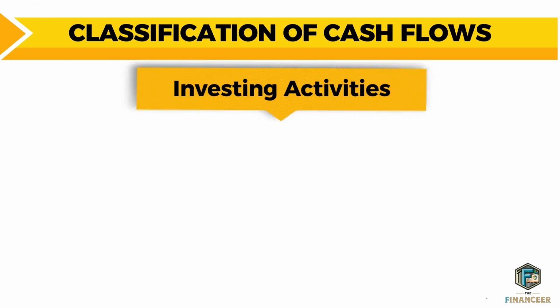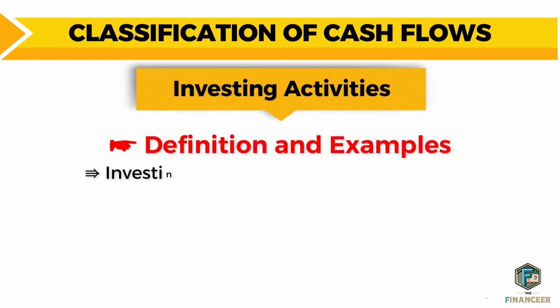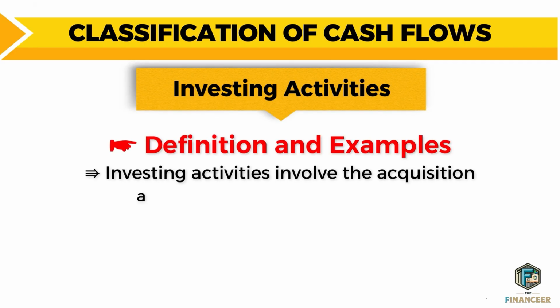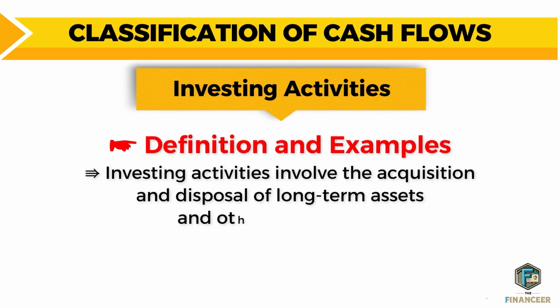Now, let's move to the second type of activities, which is related to the investing activities. Investing activities involve the acquisition and disposal. So look at these two words. Acquisition means that the company is going to purchase long-term assets, such as investments or machinery and equipment, for example. Then disposal, the company is going to sell one of these assets, for example.